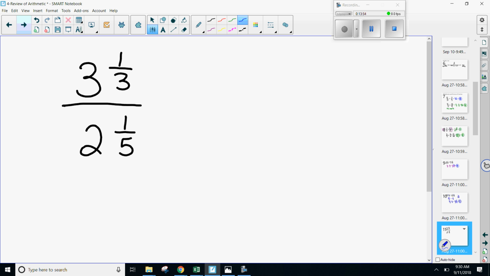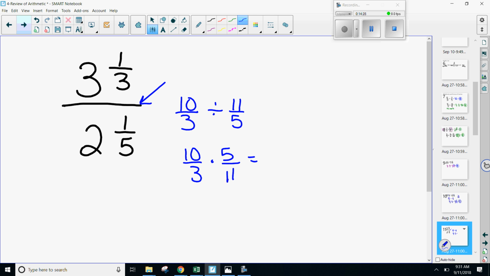What does a fraction bar really mean? Division. So if I wanted to work through this problem, what is 3 1/3 as an improper fraction? 10 over 3. This fraction bar right there means divide by. Now, what is that denominator as an improper fraction? 11 over 5. So it's a division. You're going to keep, change, and flip.